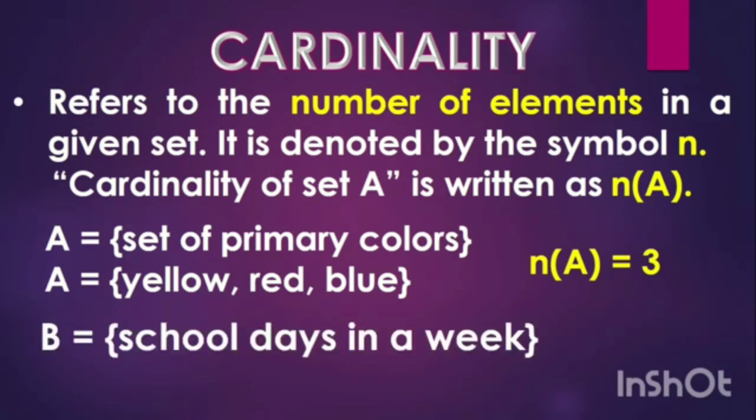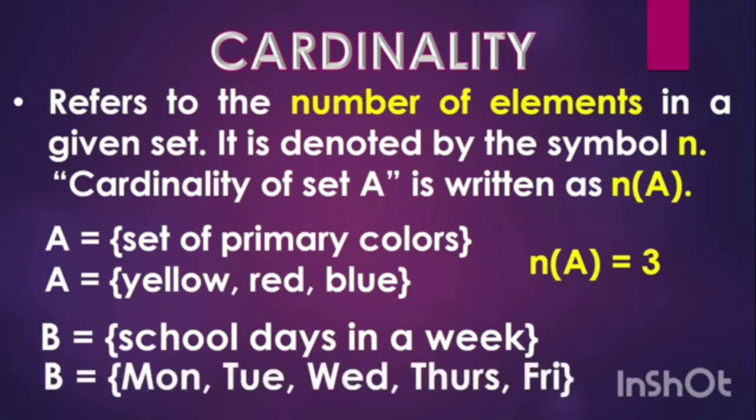Another example, school days in a week. So, for set B, we have Mondays to Fridays. So, how many elements do we have? 1, 2, 3, 4, 5. So, we have cardinality of set B. Take note, it is already B because the name of the set is B. Cardinality of set B is equal to 5 because we have 5 elements. Meron tayong 5 elements na nakapaloob sa set B.